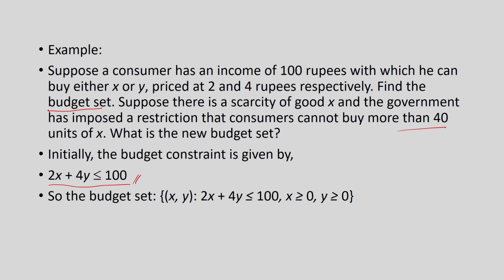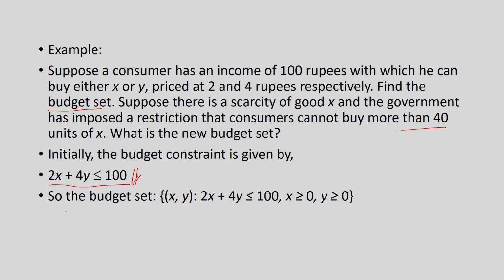2x plus 4y is the total amount of money the consumer is going to spend if he buys x amount of the first good and y amount of the second good. So, in that case the total expenditure will be 2x plus 4y, because prices are 2 and 4. Now, this expenditure must be less than or equal to 100 rupees, the amount of money that he has. So, this is the budget constraint.